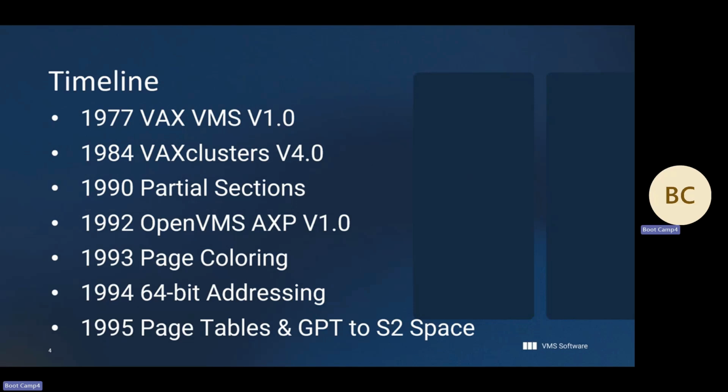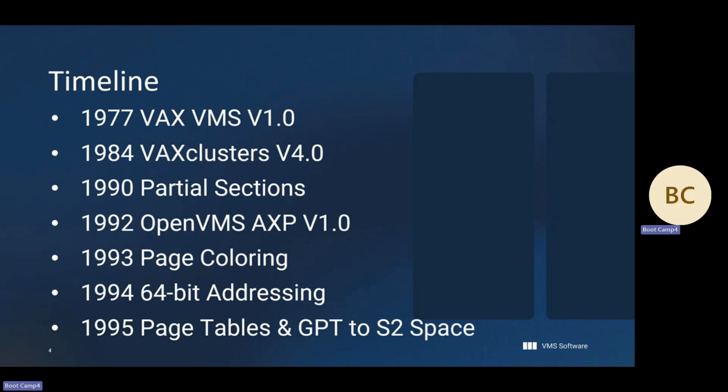We've had global sections since the beginning. In 1990, we introduced partial sections, which is a section that stops somewhere in the middle of a page. In 92, we brought out our first Alpha release. In 93, we brought out page coloring, which I'll talk about a little bit, which is an interesting idea. In 94, we introduced 64-bit addressing.